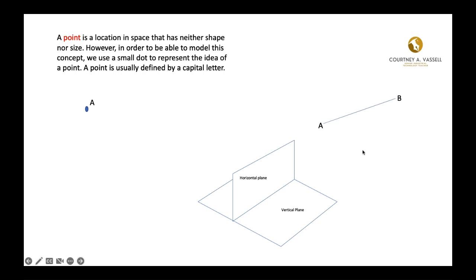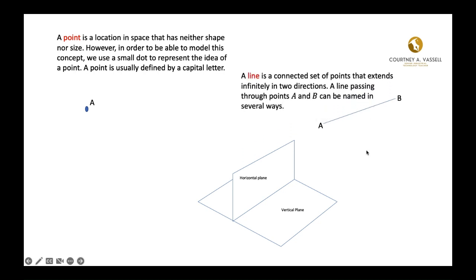The next concept is a line. A line is a connected set of points that extends infinitely in two directions. A line passing through points A and B can be named in several ways. So here we have, mark you, that a line is always labeled, whether it is AB or BC, it's always labeled. You always reference, we call it referencing your lines.